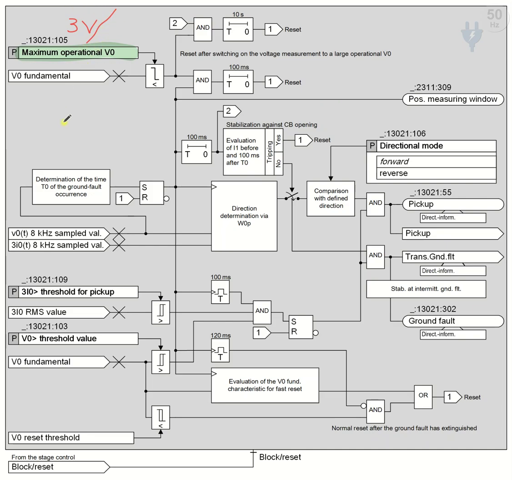If our system is not radial type, it's in a ring or a mesh, we first find the zero sequence voltage. I mean this one, the zero sequence voltage, we find according to the calculation or whatever. Then if this zero sequence voltage is lower than 2.5 volts, then again we apply 3 volts as the maximum operational zero sequence voltage in the system.